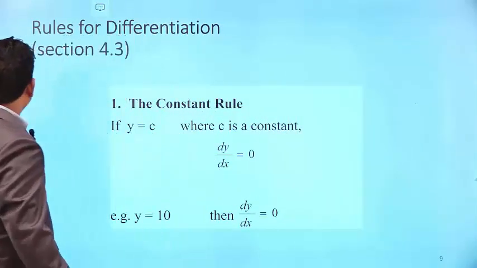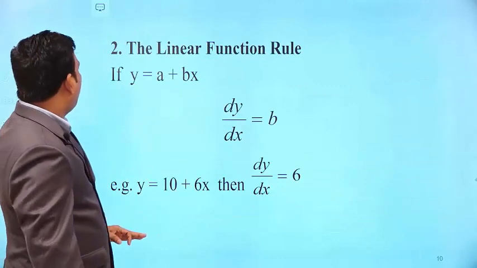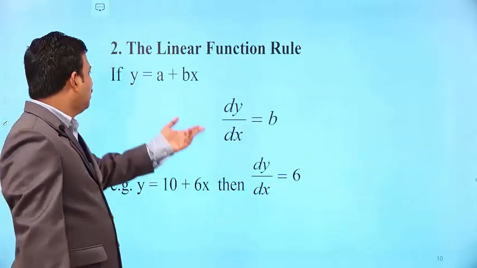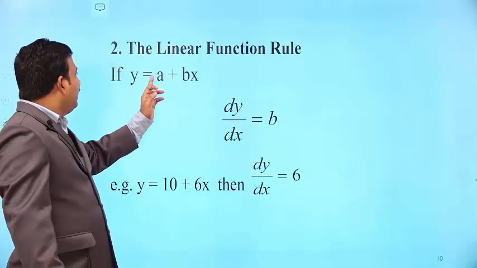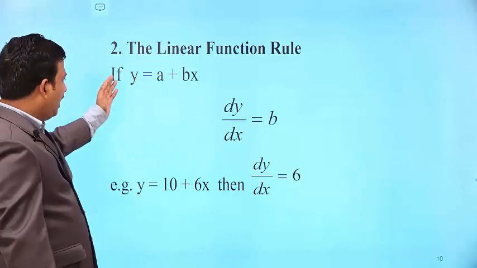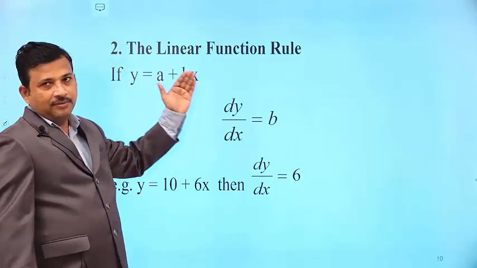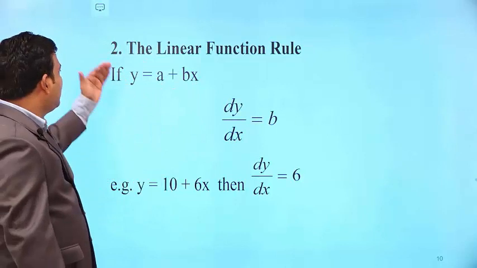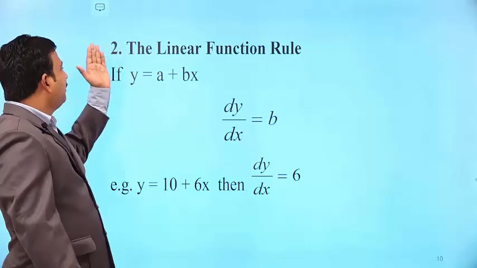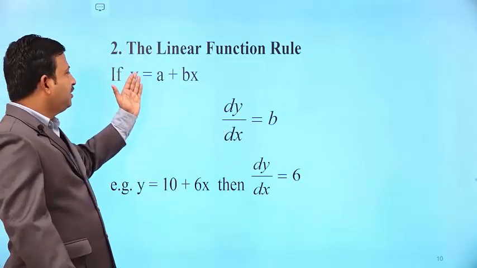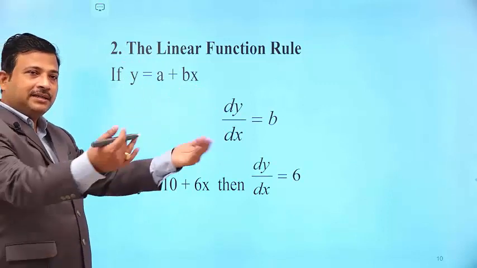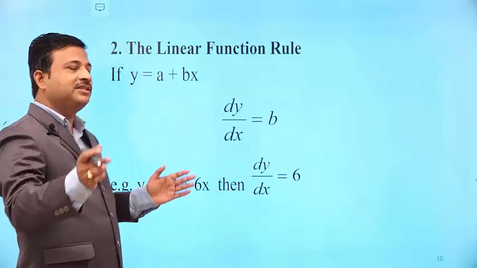Next you see the linear function. If you take any linear function, y equals a plus bx. Already I have told you this one, we have derived something from this. This is the equation of the straight line. B is nothing but the slope, a is nothing but your intercept. Let us forget about this, now differentiate it.